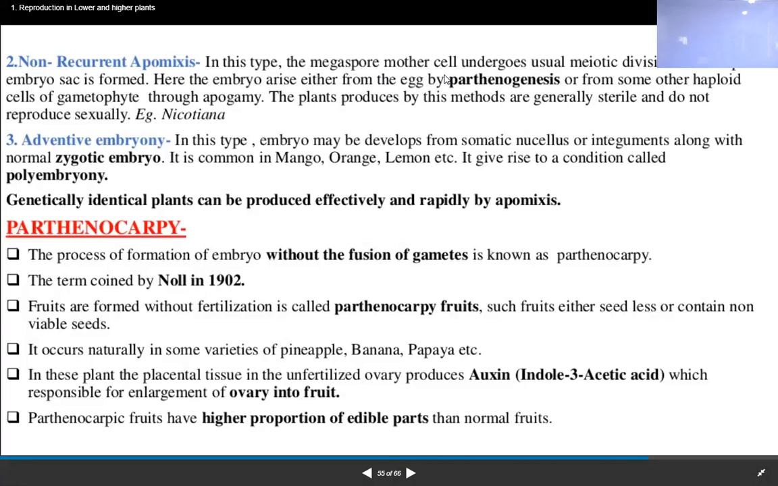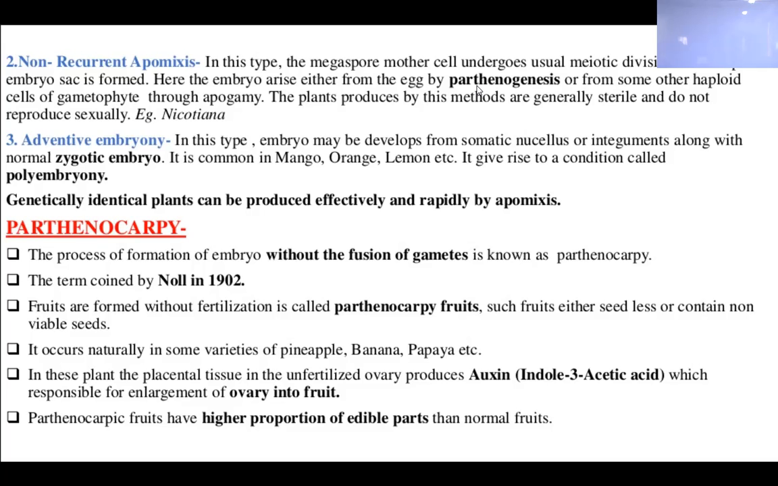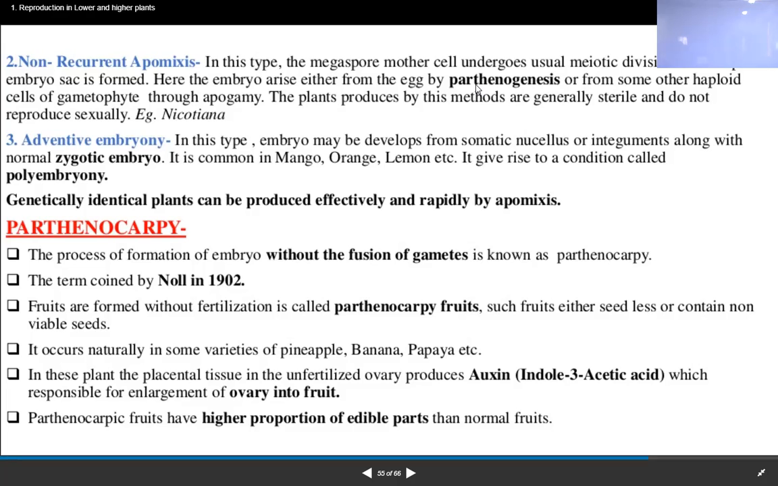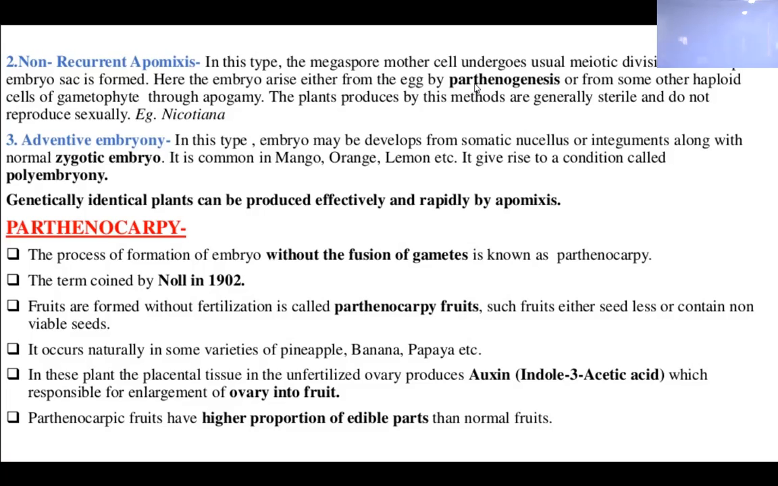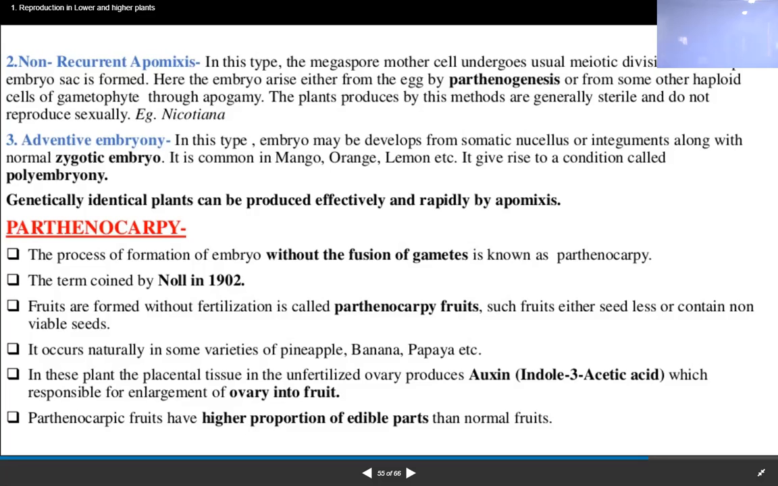Here, this is again one of the conditions, Sejal, in which fruit is developed without the process of fertilization. First, what happens? Fertilization happens. Then we have future organs, that means the ovary develops into fruit, ovules into seeds. But parthenogenesis is again one of the conditions in which fruit is developed without the process of fertilization, or from some other haploid cells of the gametophyte. The plants produced by this method are generally sterile.